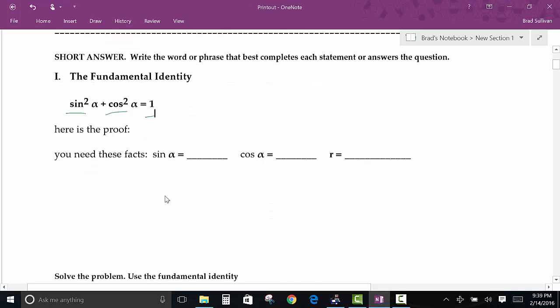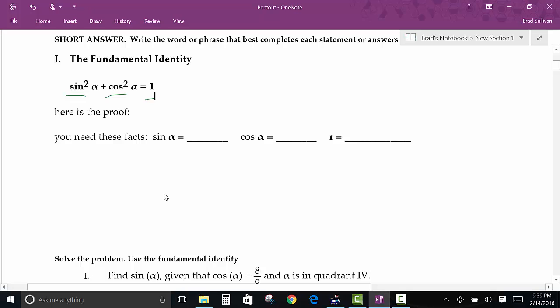So I'm going to go ahead and just do a little proof of this. We need a couple of very simple facts that we know something about. First thing that we need to know about is the sine is y over r. The cosine is x over r. And we actually know the Pythagorean theorem, r squared equals x squared plus y squared. So if you did the square root of both sides, you would get that r is equal to the square root of x squared plus y squared.